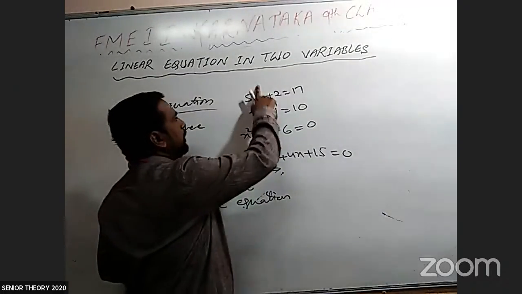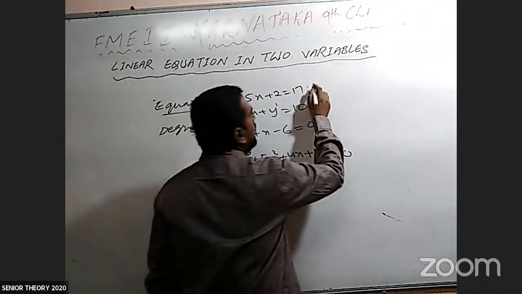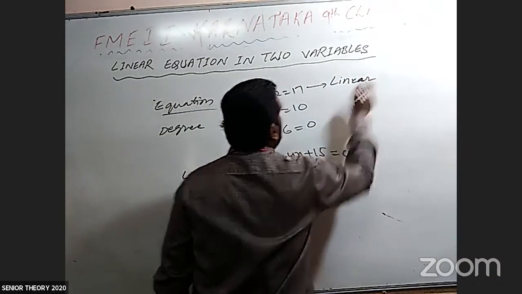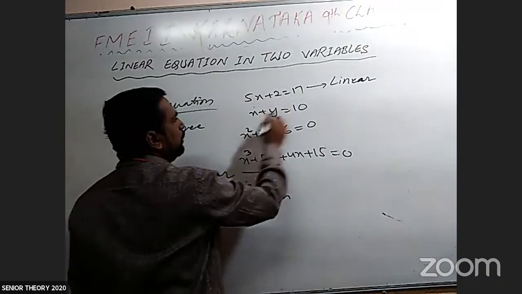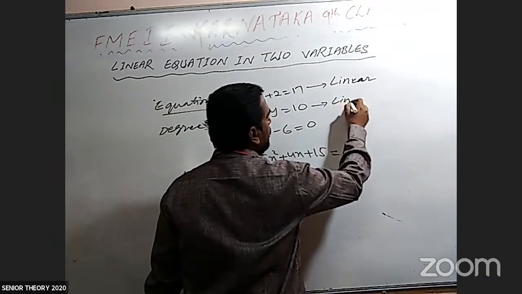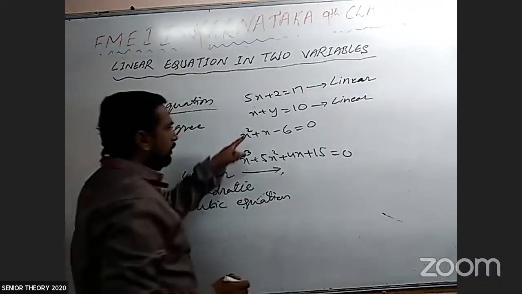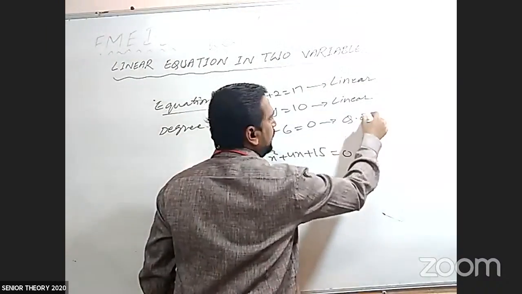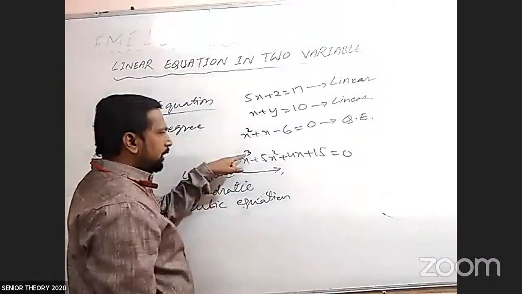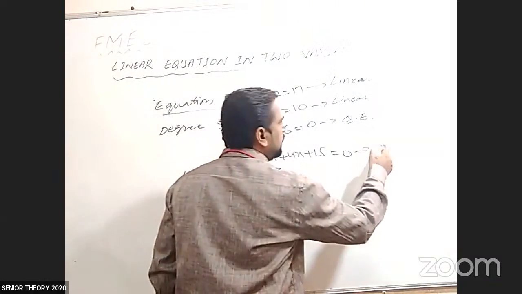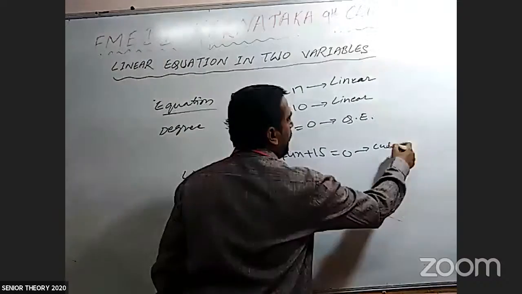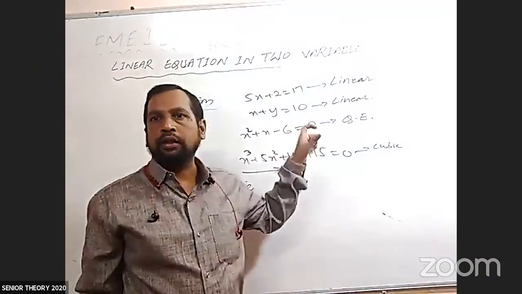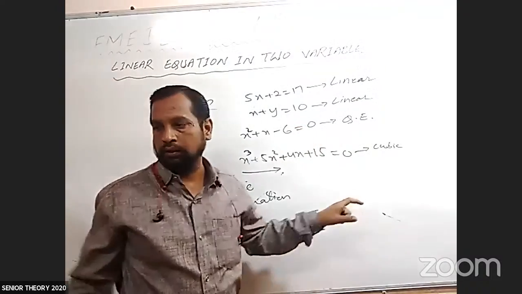Here 5x plus 2y equal to 17 is a linear equation. x plus y equal to 10 is a linear equation. Here the power is 2, so we say that this is a quadratic equation. Here the degree is 3, so we say it is a cubic equation. So if the degree is 1, then we say it is a linear equation.